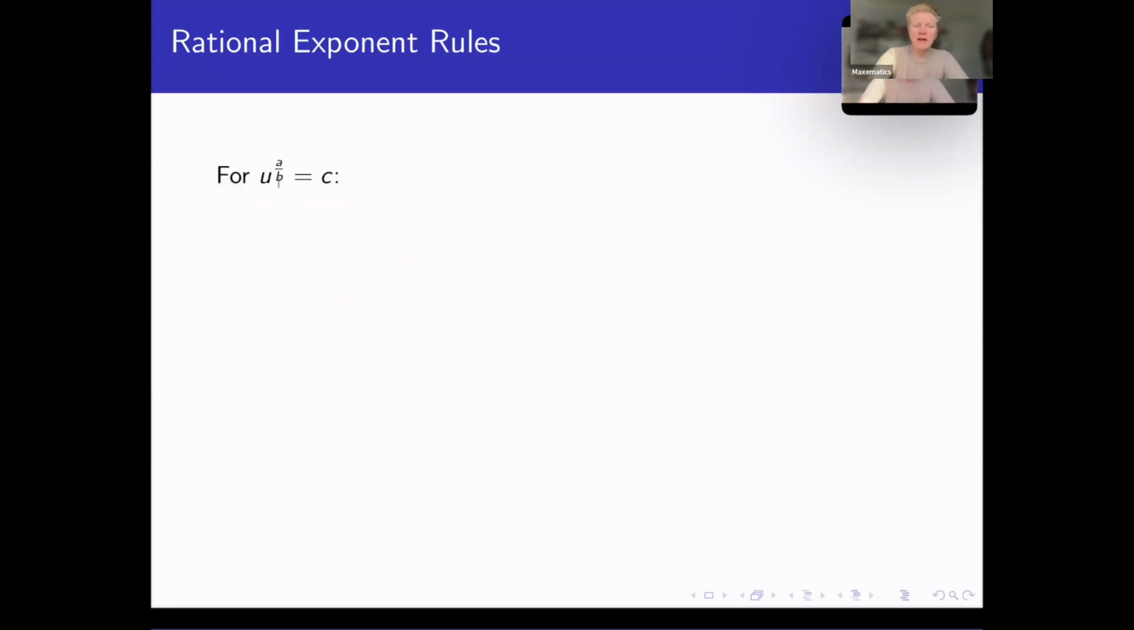So say we have some expression u to the a over b equals c. Well, kind of think about this. When we were doing square roots, we squared both sides. And when we're doing squared, we square root both sides. And we know square root is like 1/2.